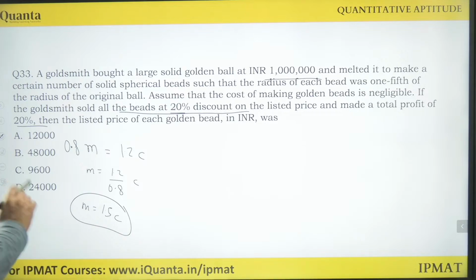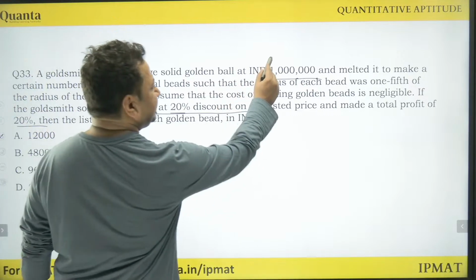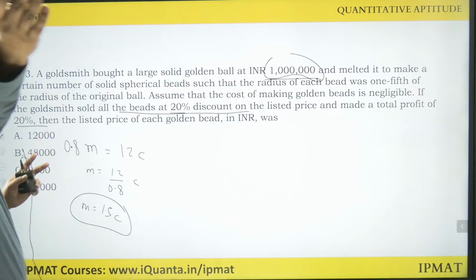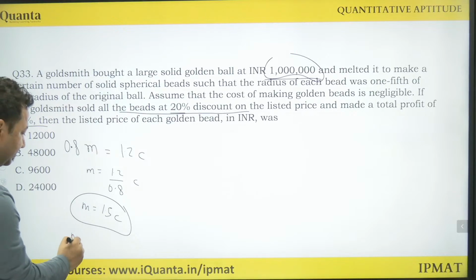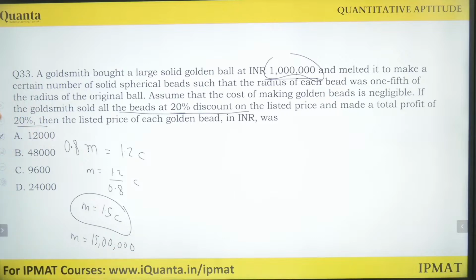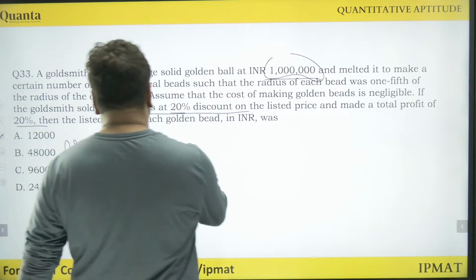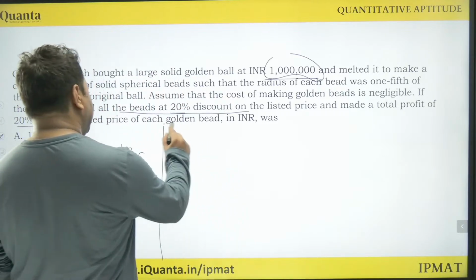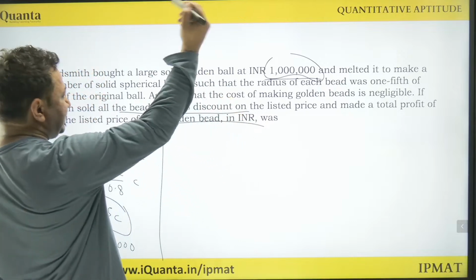Perfect. The cost price over here is 10 lakhs for the entire product. तो मार्क प्राइस कितना हो जाएगा? 15 लाख रुपए. Cool. This is what we have. Now we have to find the listed price of each golden bead. How many golden beads can be formed?